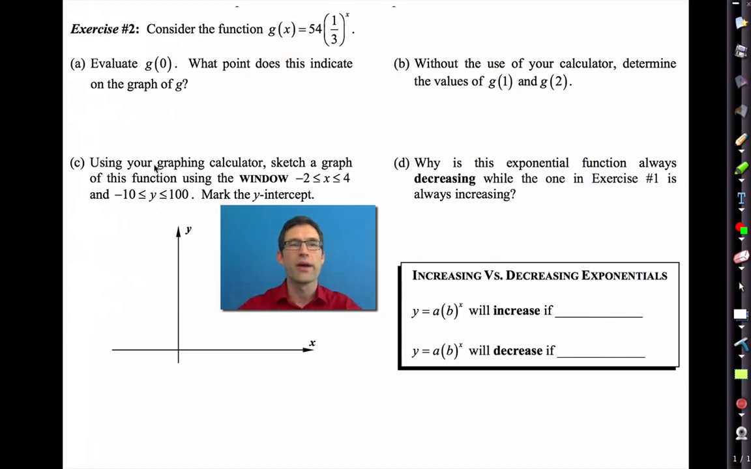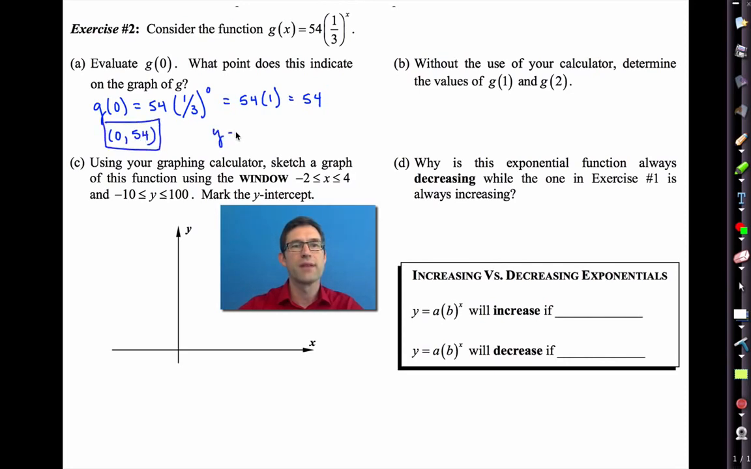All right, well, I hope that was quick. We just sort of talked about this, right? G of 0 is 54 times 1/3 to the 0. 1/3 to the 0 is going to be equal to 1. And 54 times 1 is 54. So that indicates the point 0, comma 54, but more importantly, it indicates the y-intercept. Emphasizing again that that number is what we start with. It's our y-intercept.